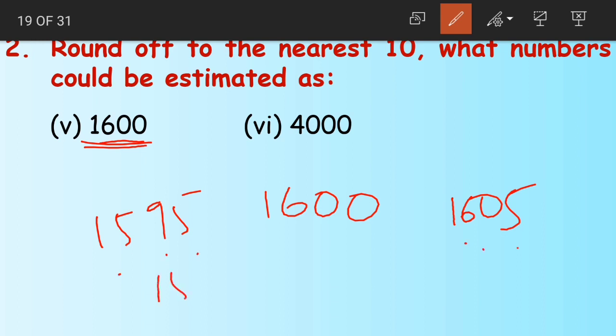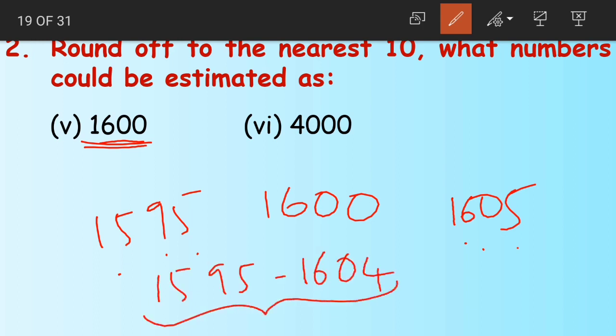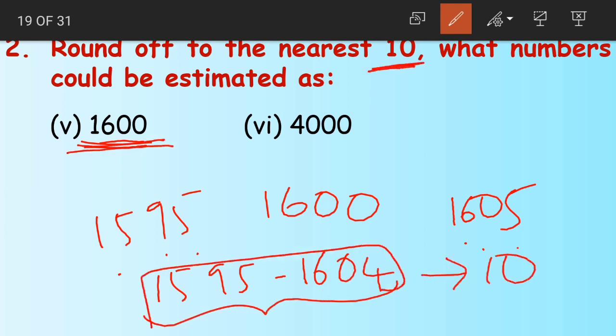So the numbers from 1595 till 1604 can be estimated as 1600 to the nearest 10. So the answer will also have 10 numbers.